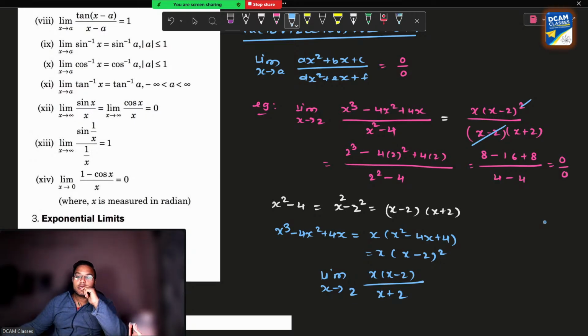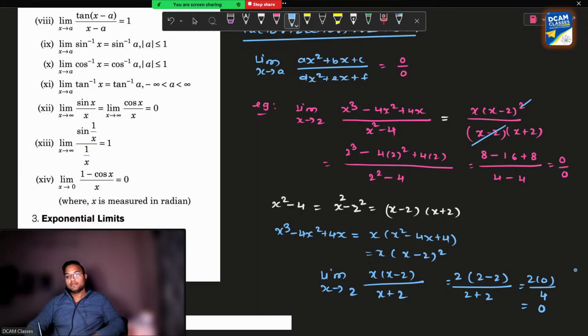Now see whether you are getting the 0 by 0 form, because it's 2 into 2 minus 2 divided by 2 plus 2. It's 2 into 0 divided by 4, which is 0. You're getting a finite answer. It's not 0 by 0 form. So this is your answer.